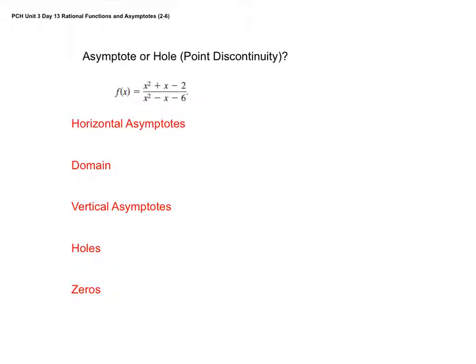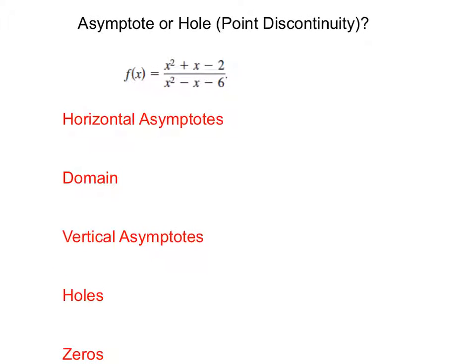f of x equals x squared plus x minus 2 over x squared minus x minus 6. Alright, so let's work our way through this one. Let's start with the easiest part, I think. What's the horizontal asymptote? At y equals 1. Yeah, we have the same degrees, right? 2 and 2. And the leading coefficients are 1 and 1. So we have y equals 1 over 1, or just y equals 1. How do you find the domain?